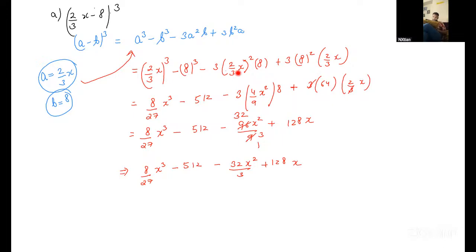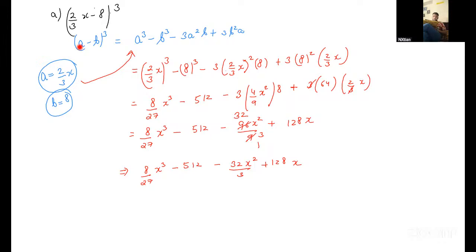See, when I compare this question with the identity, because I remember the identity, na? When I compare it, I find that A is equal to 2 by 3x. Okay. And B is equal to 8. Okay, now A minus B whole cube is there. So if A minus B whole cube is there, then what is the identity of that? We just learned this identity.